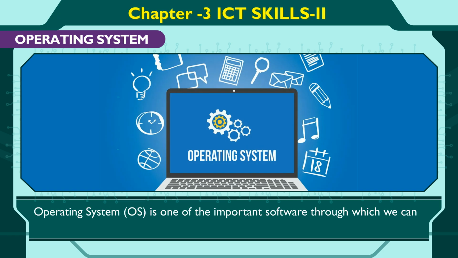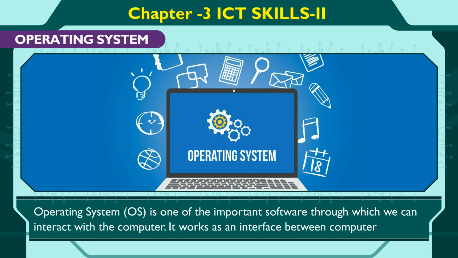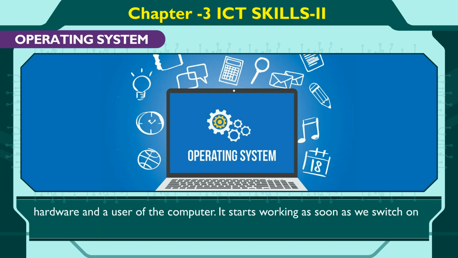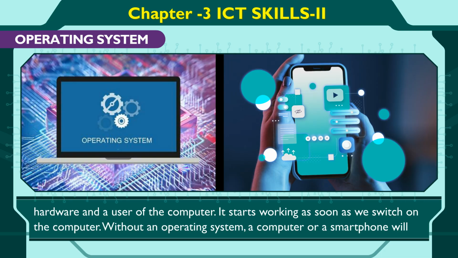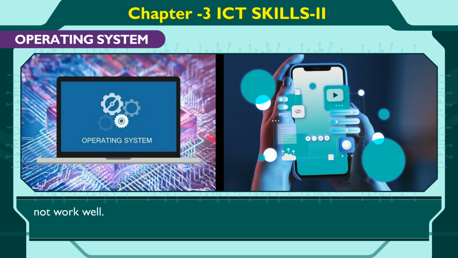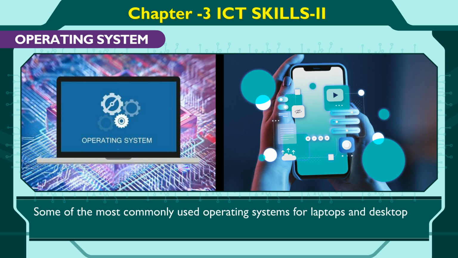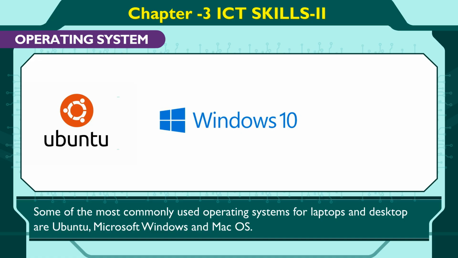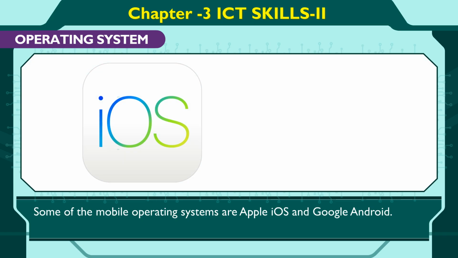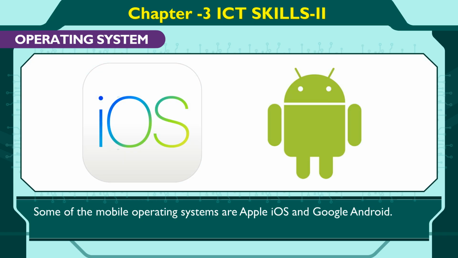Operating system. Operating system, OS, is one of the important software through which we can interact with the computer. It works as an interface between computer hardware and the user of the computer. It starts working as soon as we switch on the computer. Without an operating system, a computer or a smartphone will not work well. Some of the most commonly used operating systems for laptops and desktops are Ubuntu, Microsoft Windows, and Mac OS. Some of the mobile operating systems are Apple iOS and Google Android.